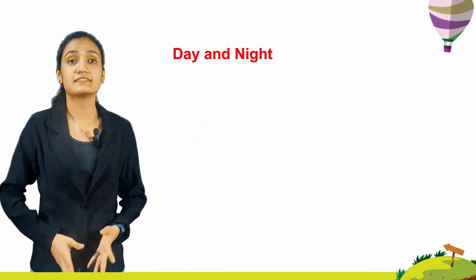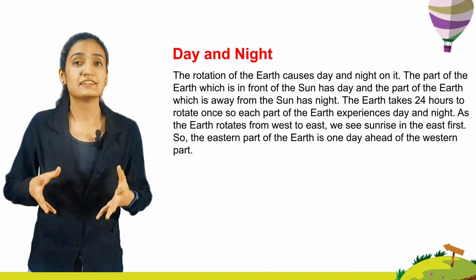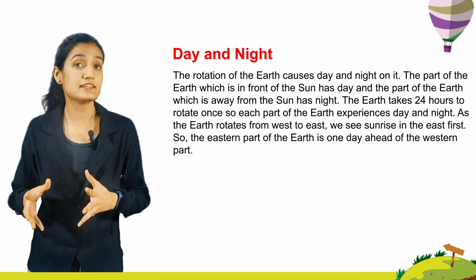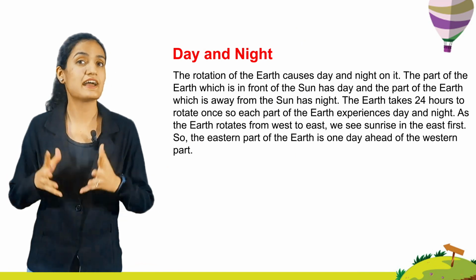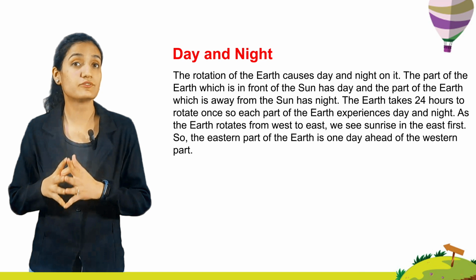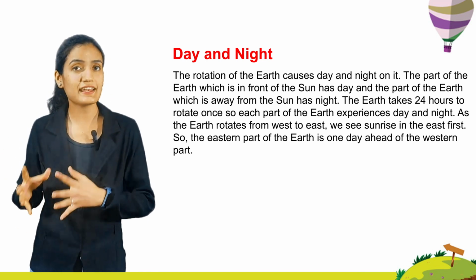Day and night. The rotation of the earth causes day and night on it. The part of the earth which is in front of the sun has day and the part of the earth which is away from the sun has night. The earth takes 24 hours to rotate once, so each part of the earth experiences day and night.